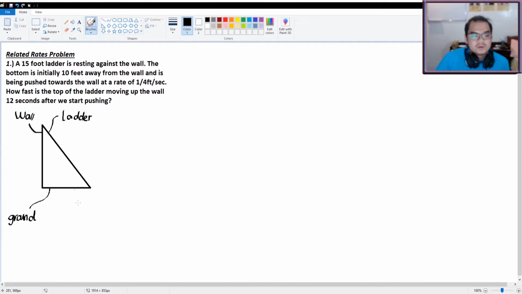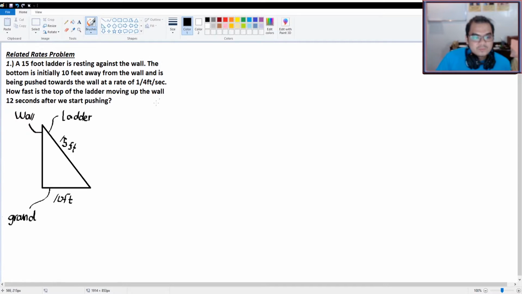It's your ground. So a 15-foot ladder is resting against the wall. This is the ladder resting against the wall. So of course, that means this is 15 feet. And the bottom is initially 10 feet away from the wall. So this is 10 feet.